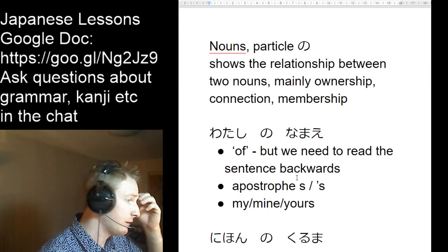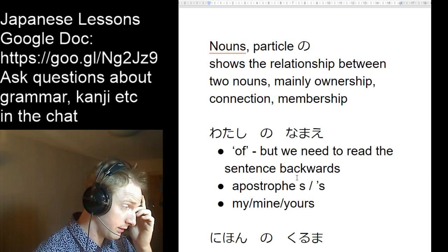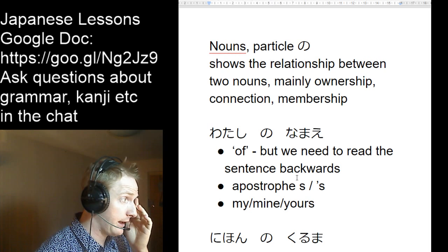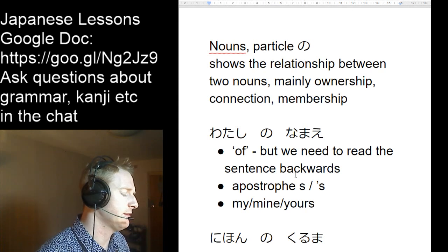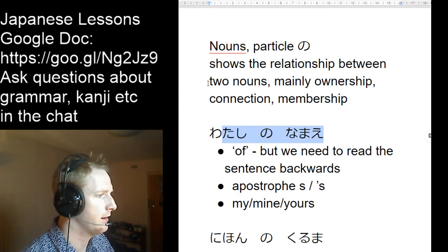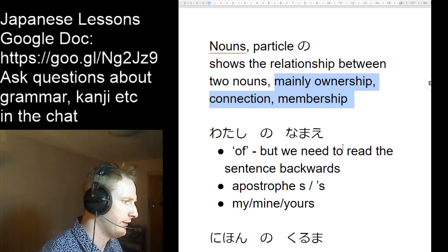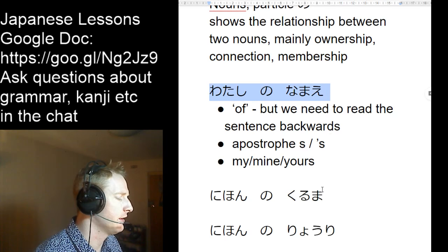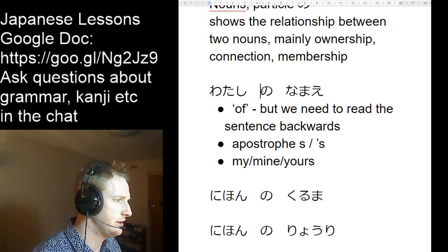Okay, the next thing we looked at was our no particle. Now, our no particle is very important, and really it's a way of linking two nouns. I didn't mention this last week, but we can link multiple nouns. We can have three or more. Normally it's just going to be two though, but mainly you're showing ownership, connection, membership, some kind of joining between the two. So a very common one that a lot of people will learn is when we're doing their self-introductions, watashi no namae, so my name.